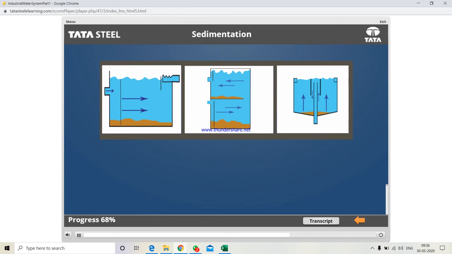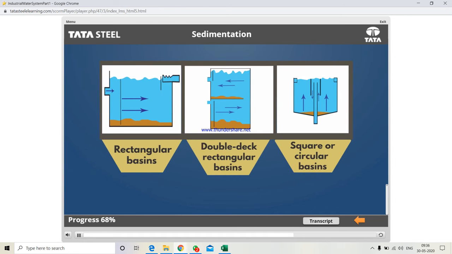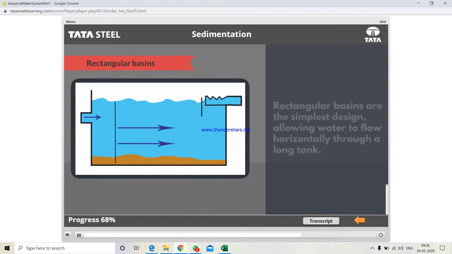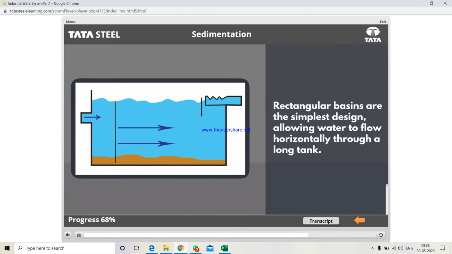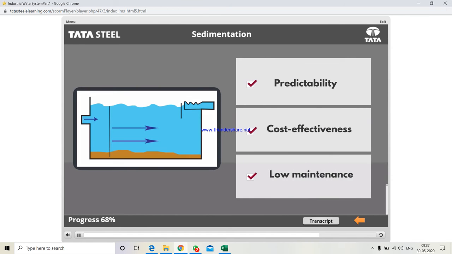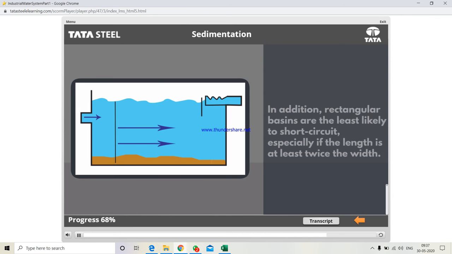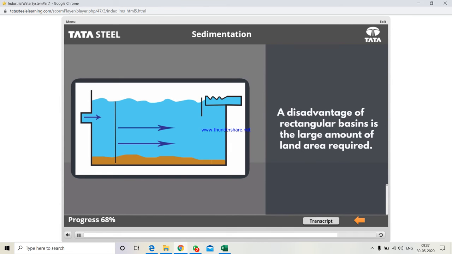There are basically three types of basins: rectangular basins, double-deck rectangular basins, and square or circular basins. Rectangular basins are the simplest design, allowing water to flow horizontally through a long tank. This type of basin is usually found in large-scale water treatment plants. Rectangular basins have a variety of advantages: predictability, cost-effectiveness, and low maintenance. In addition, rectangular basins are the least likely to short circuit, especially if the length is at least twice the width. A disadvantage of a rectangular basin is the large amount of land area required.